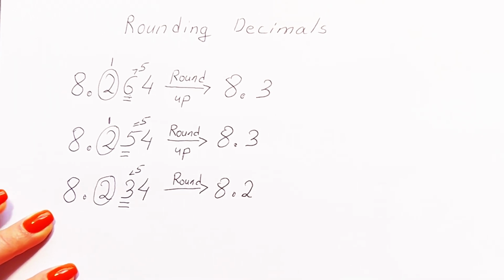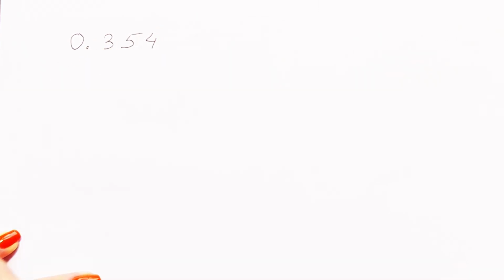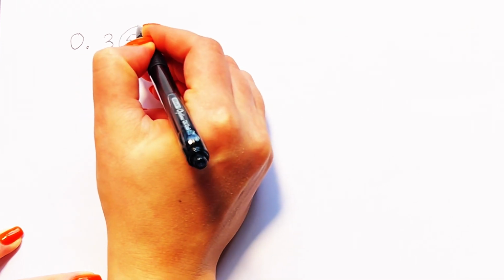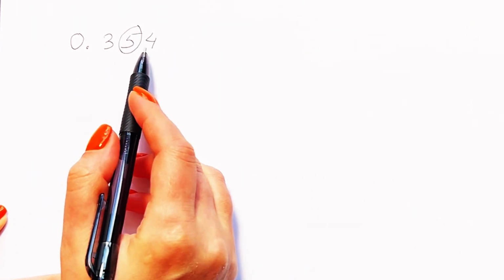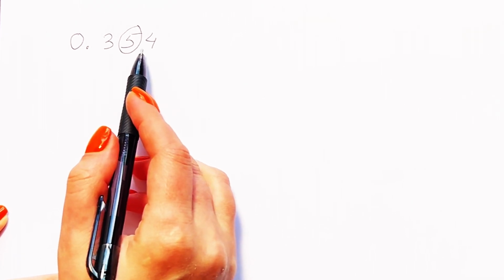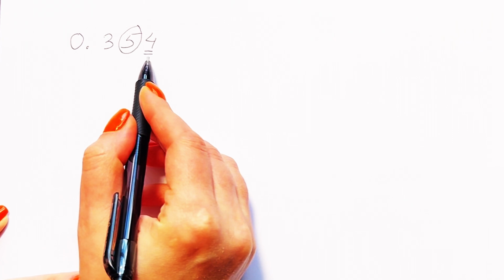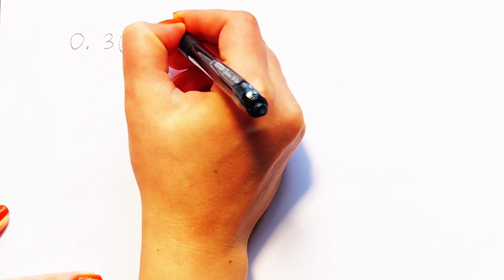Let's do few examples. I have 0 and 354 thousandths and I want to round it to the nearest hundreds place. Tens place, hundreds place. I'm gonna circle the hundreds place. Okay, to round it, I have to cross out the numbers after that hundreds place. But what I am doing, I'm looking at the next digit. 4 is less than 5. It means I'm just gonna round it.